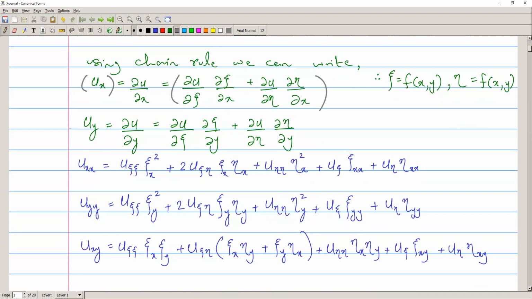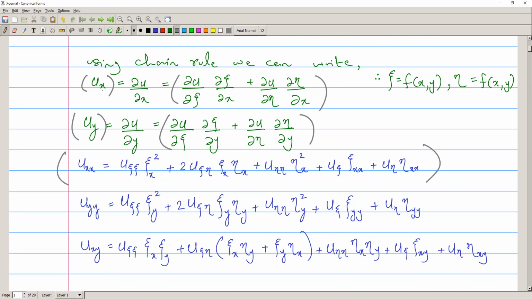For u y, we will do the same thing, but now it will be partial u over partial psi into partial psi over partial y, plus partial u over partial eta into partial eta over partial y, right? So we can write it like this. Now we will apply the derivative again with respect to x, so the function will become like this.